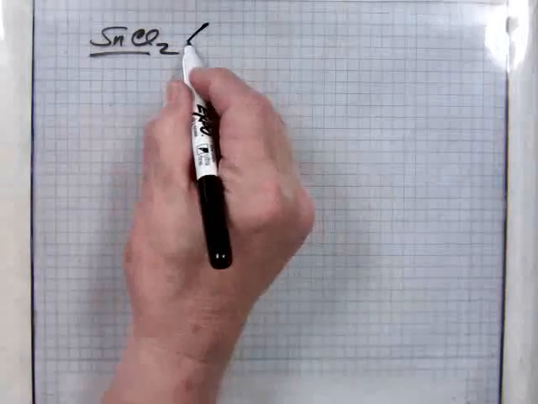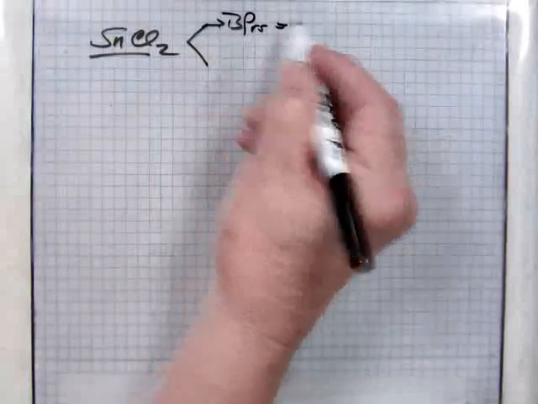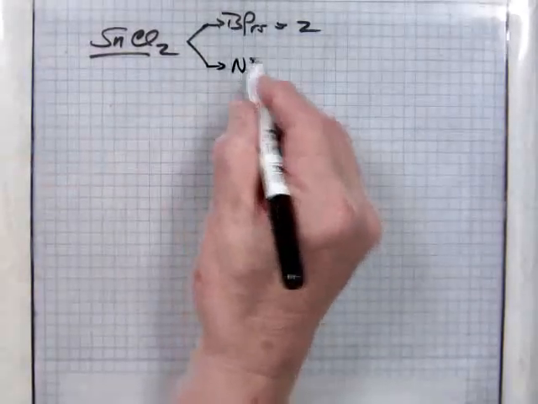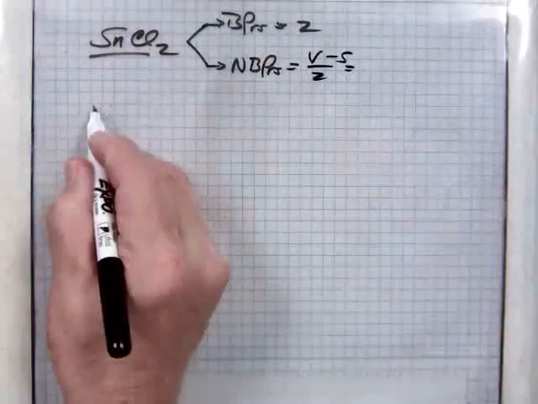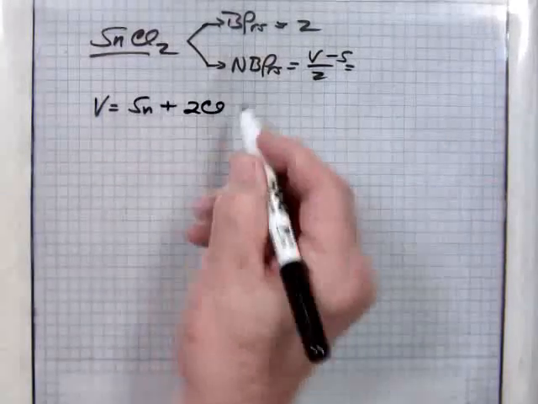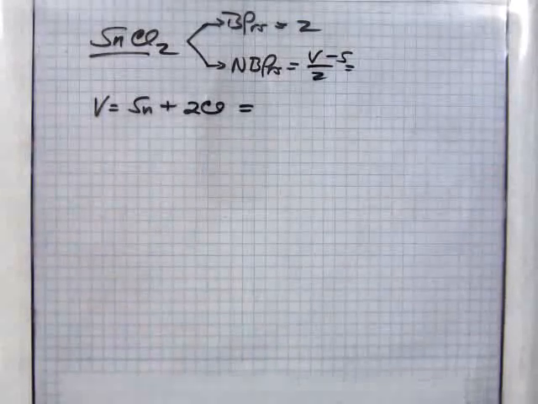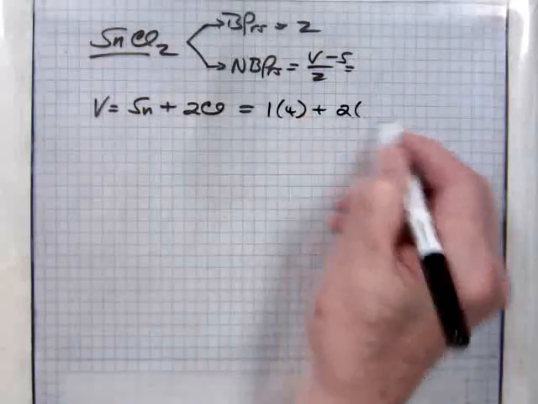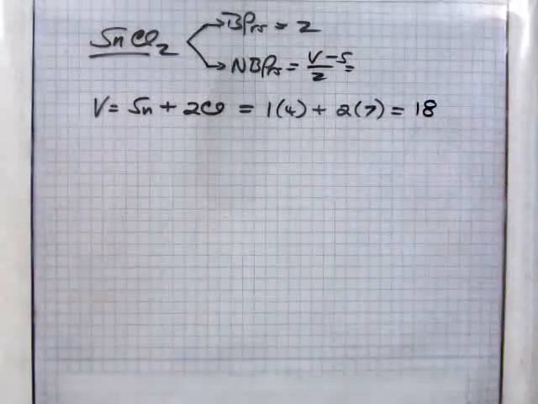So again, the bonded pairs are 2, and the non-bonded pairs are valence minus substrate over 2. So we have the valence numbers: tin, stannous, is in group 4, if you look down group 4 on the periodic chart, so it's 1 times 4, and chlorides are in group 7, 18. These are valence numbers.